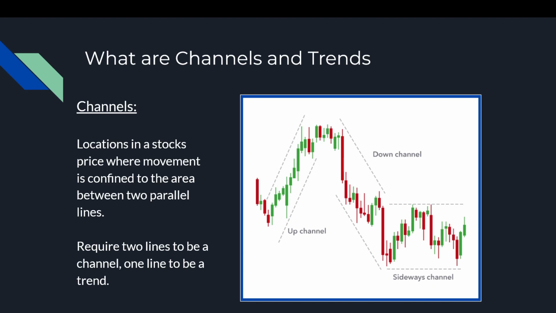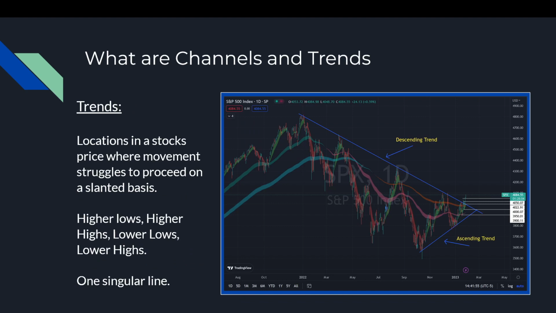These again are two parallel lines, so they require two lines to be a channel, one line to be a trend. Trends are locations in a stock's price where movement struggles to proceed on a slanted basis. So if you remember from the first class, I said that significant levels are locations in a stock's price where movement struggles to proceed, and those are just horizontal lines. This is on a slanted basis. You can have a horizontal trend, but at that point it's just a support or resistance level.